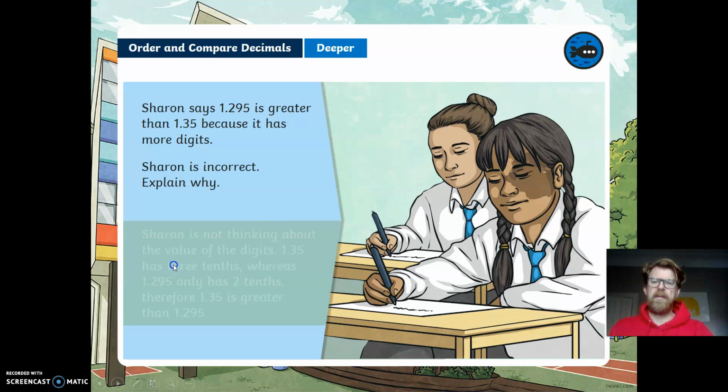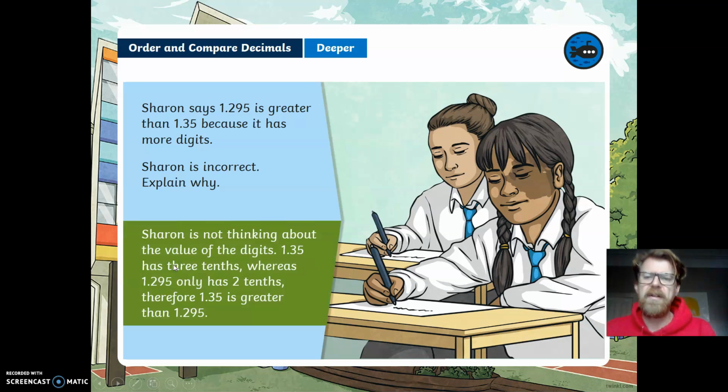So let me see what the answer was here. Sharon is not thinking about the value of the digits. 1.35 has 3 tenths, while 1.295 only has 2 tenths. Therefore, 1.35 is greater than 1.295. Okay, well done if you managed to get that one right.